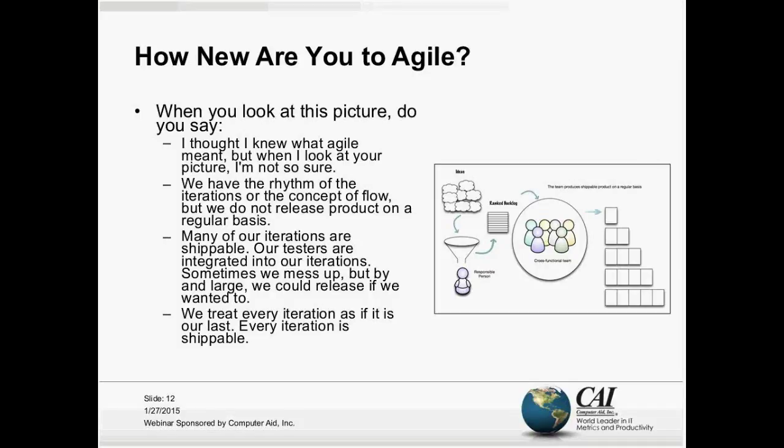So I'm going to pitch this presentation to numbers 2 and 3, where you have the rhythm of iterations or the concept of flow, but you're not always releasable. And number 3 is many of our iterations are shippable. Our testers are integrated, but maybe you want to figure out how do we make things just a little bit better. Okay, so let's go into the tips.